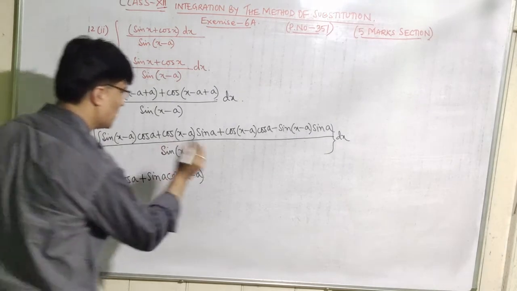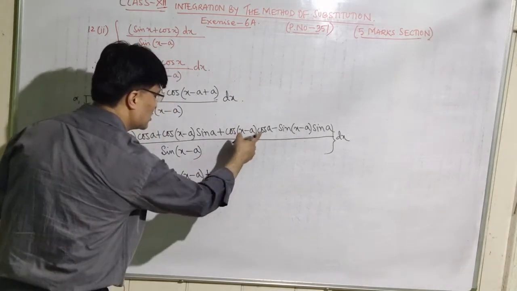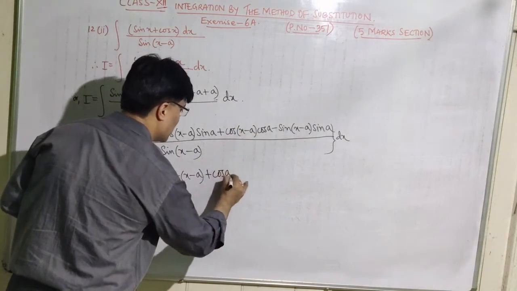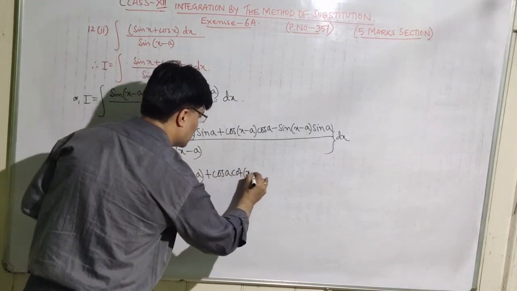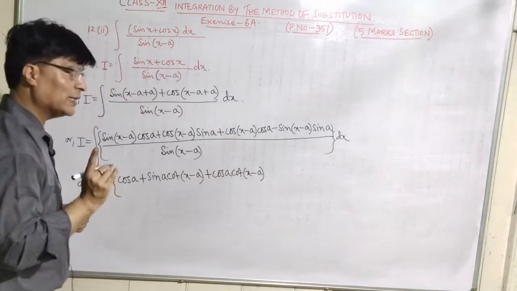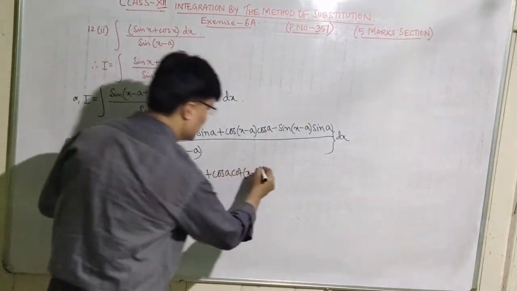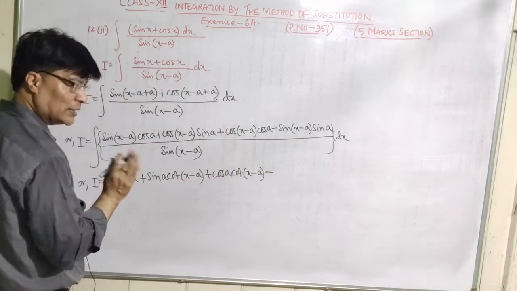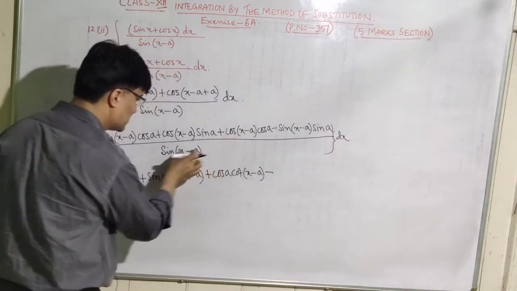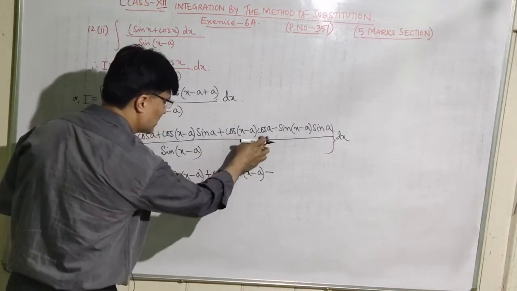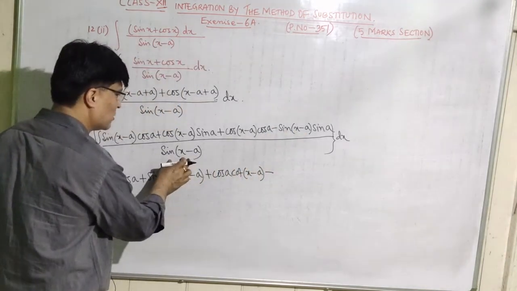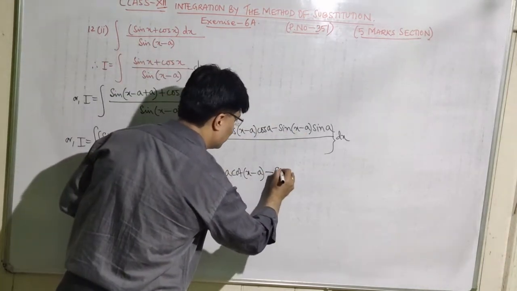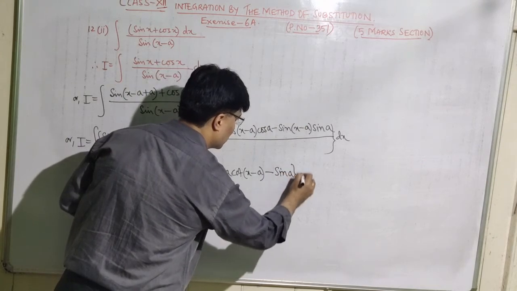Is that clear? Plus, next, this one is cos A. Cos by sine is also cot of x minus A. This is cot of x minus A, right? Next, minus. Cos of x minus A divided by sine of x minus A is cot of x minus A. That is, cos A is constant, minus. Here sine of x minus A will be cancelled. You will get only sine A.